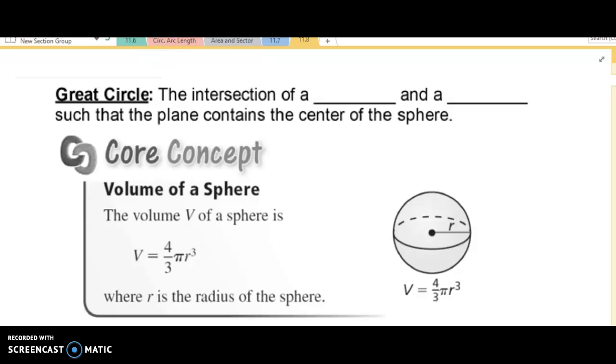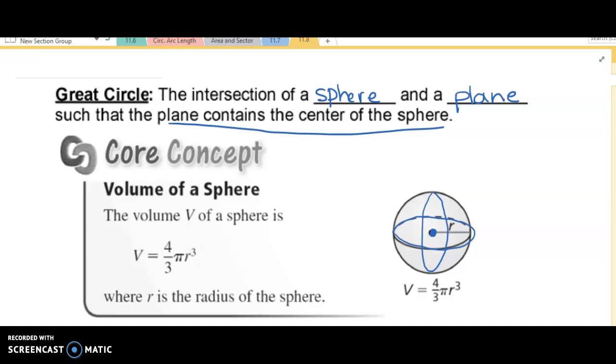So the one vocabulary we have is the great circle, and the great circle is just the intersection of a sphere and a plane. Remember, a plane is like a flat surface that you cut through, such that the plane contains the center of the sphere. So like this here would be a great circle, or this here, as long as when you cut through, it has the center, it'd be a great circle. So think of like the equator would be a great circle. That's when you hear that word a lot, is when you talk about the equator.